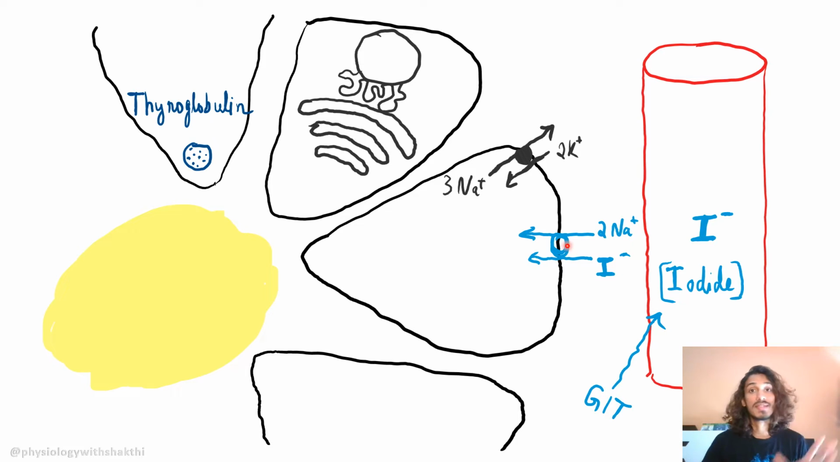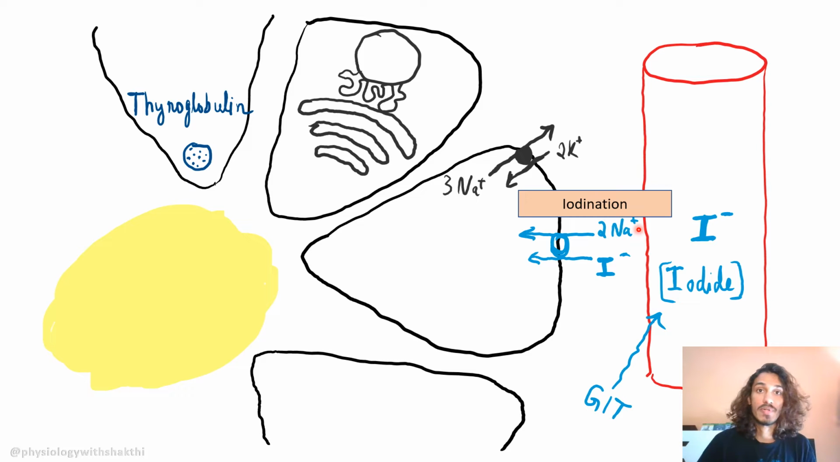But this requires energy, so this is a sort of active transport. What type of active transport? For this to take place, sodium is actively pumped out and potassium is taken in, your sodium potassium ATPase. This creates a gradient for sodium to come in, and when sodium comes in, iodide comes in along with it. So this is a type of secondary active transport. This step is called iodination, or the iodide trap. This is how iodide is trapped into the follicular cell.